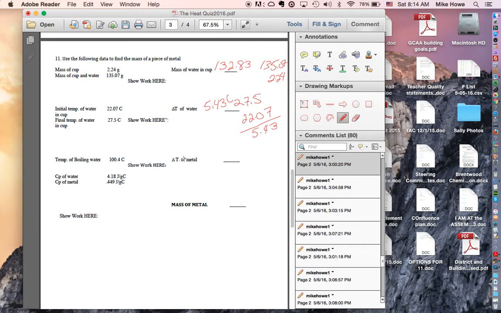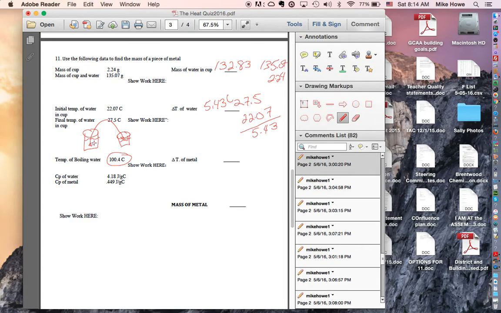The temperature of the boiling water was 100.4. If you remember this lab, we had a beaker sitting here, and we had a nut sitting in the beaker right here. The water in that beaker was boiling, and the temperature of that water was 100.4. We took the nut from the beaker and put it into a styrofoam cup that had water in it, so that nut went from here to here. So the water in the styrofoam cup warmed, and the metal cooled.